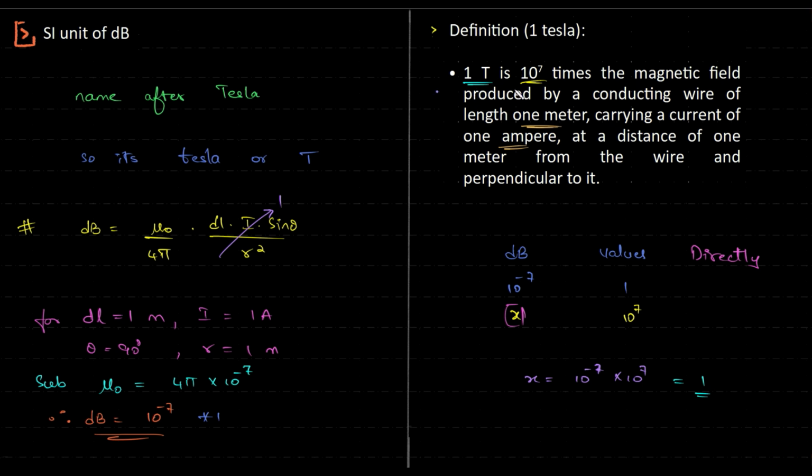So 1 Tesla is 10 to the power of 7 times the magnetic field produced by a conducting wire of length 1 meter carrying a current of 1 ampere at a distance of 1 meter from the wire and perpendicular to it, thus making the angle 90 degrees. So that is your 1 Tesla.